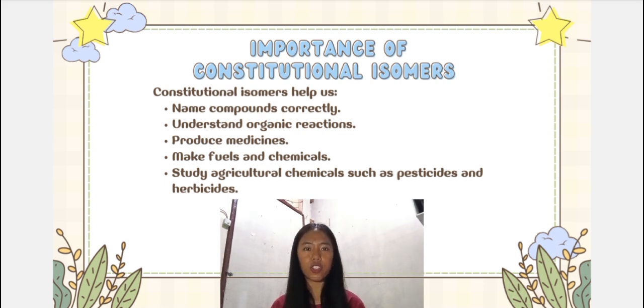Importance of constitutional isomers. Constitutional isomers are important because they help us identify and name compounds correctly. They are also useful in understanding organic reactions and making medicines, fuels, and chemicals. In agriculture, they help scientists study pesticides and herbicides.